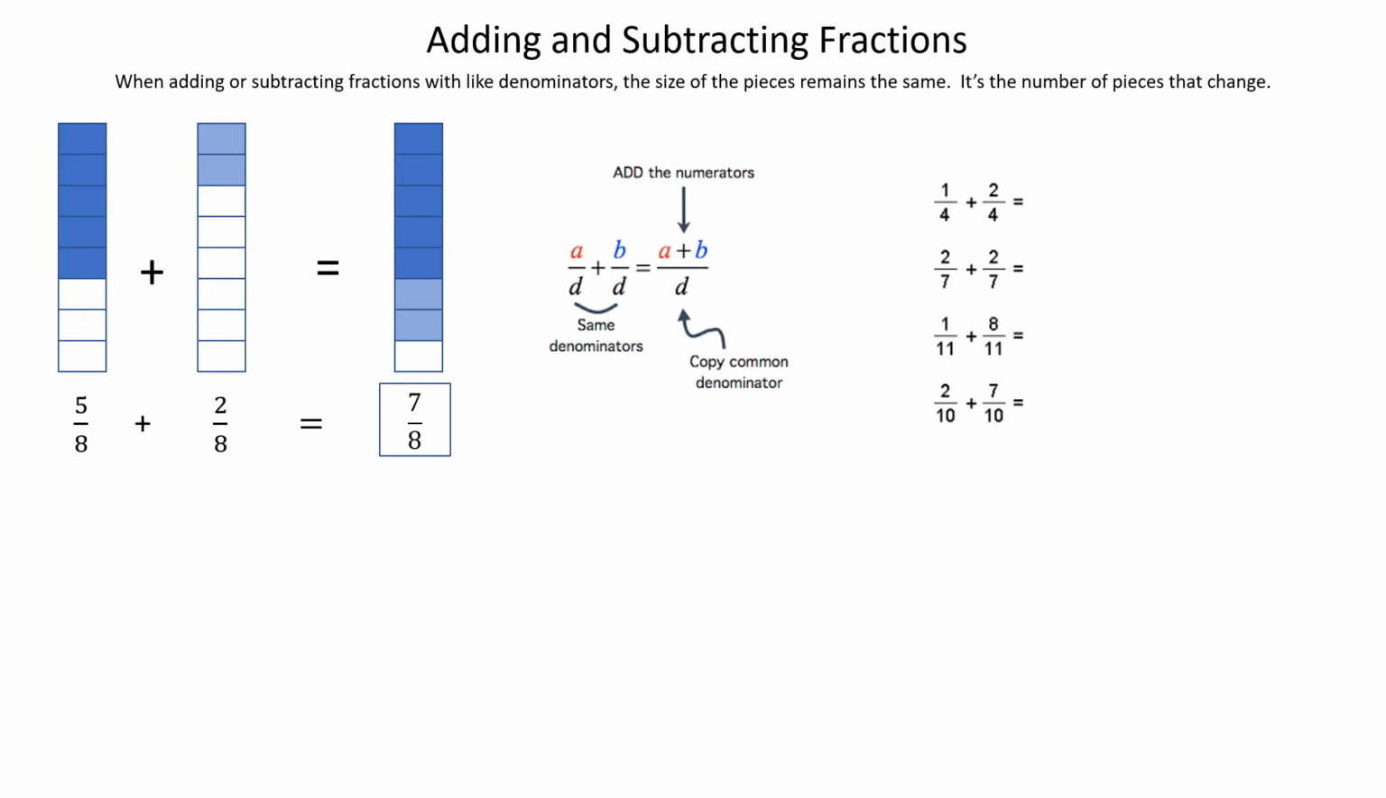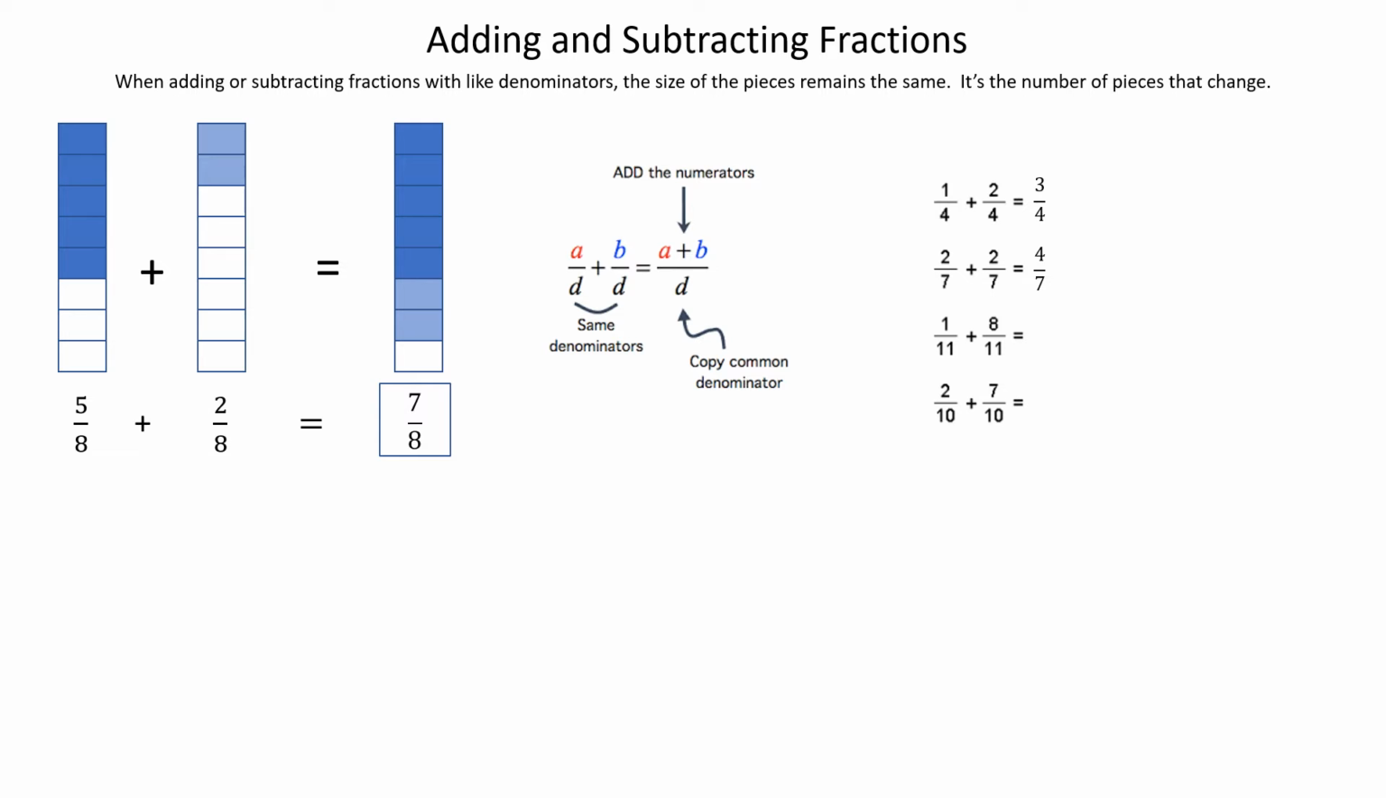In the problems on the right, I have 1/4 plus 2/4. I keep the denominator, which is 4, and I add the numerators. 1 plus 2 is 3, so that gives me 3/4. I have 2/7 plus 2/7, so adding the numerators gives me 4, keeping the denominator gives me 7, so 4/7.